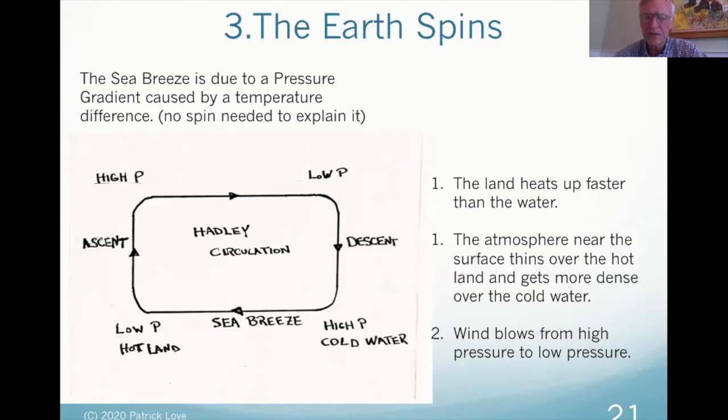If you look at this drawing, the sea breeze: if you stand on land during the day, let's say early afternoon, you are likely to feel a sea breeze of cool air coming off the water into your face as you look out to sea. The reason this is the case is because the land, as we've said before, heats up faster. And when it heats up, it shares that heat with the overlying atmosphere that it's in contact with.